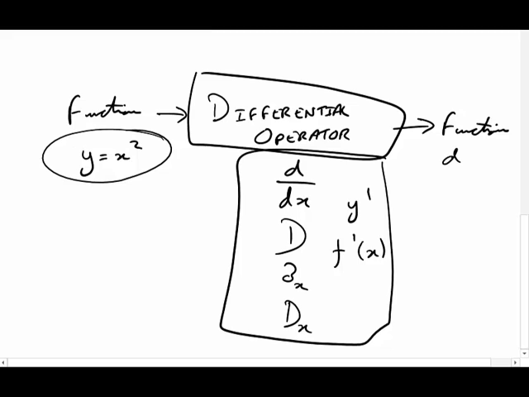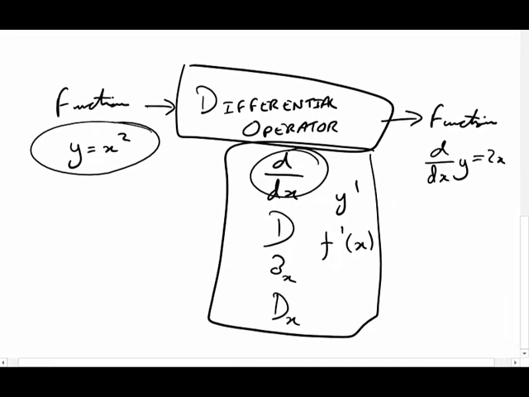Let's use the differential operator notation: d dx of y. Of course, it's going to be 2x. You're just differentiating it, and that's what a differential operator is.